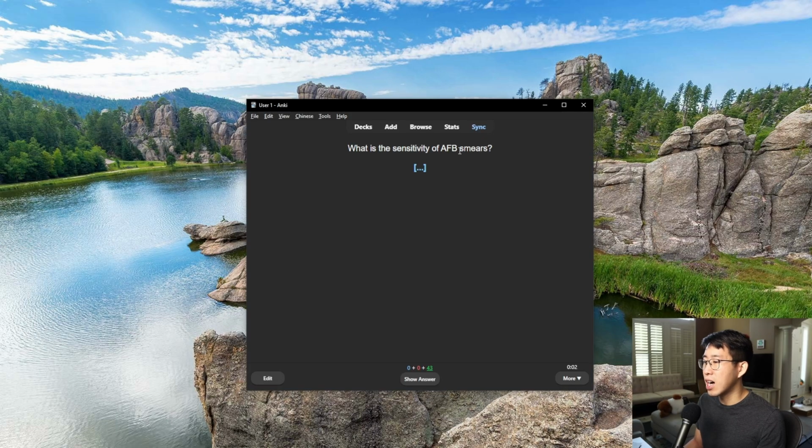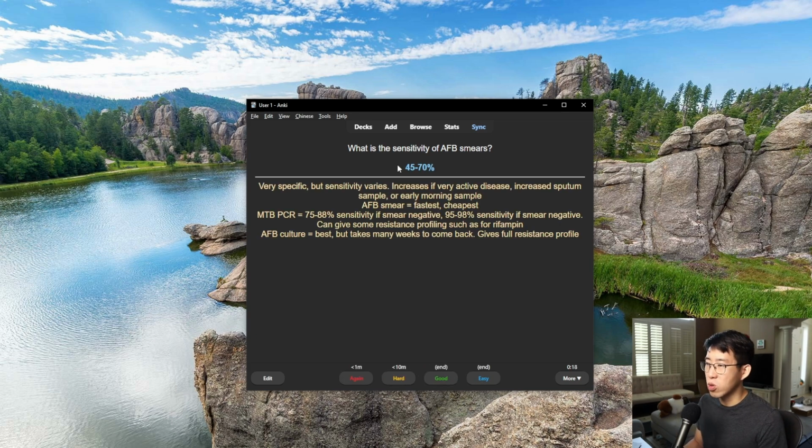What is the sensitivity of AFB smears? AFB smears are not that sensitive, but they come back the fastest out of all of the tests that we do for TB rule-out. So we do AFB smears, we do a mycobacterial tuberculosis PCR, and then we do AFB culture. AFB smears are only 45 to 70% sensitive, but they come back very, very quickly, and they're very cheap. The MTB PCR is kind of in the middle, and then the AFB culture has the best sensitivity, but it takes many weeks to come back. Another advantage is that it gives the full resistance profile, which can help with treatment decisions.